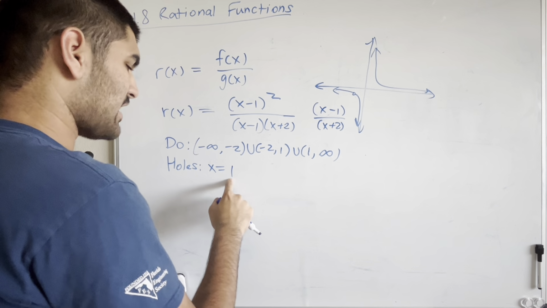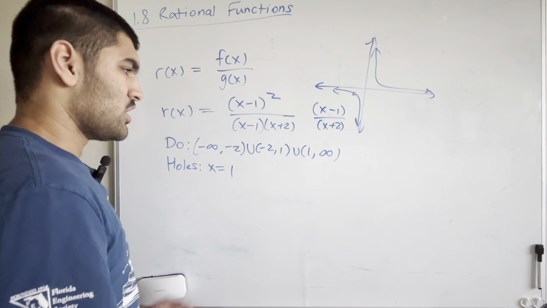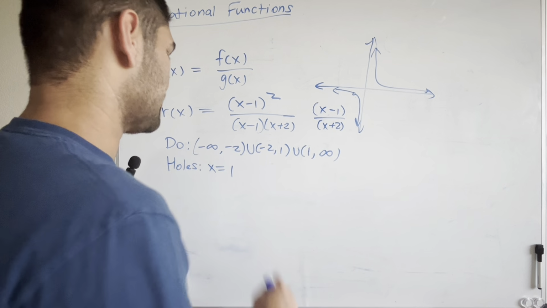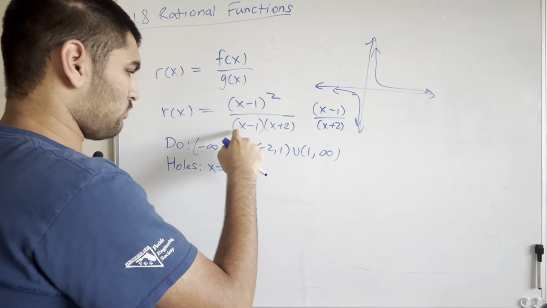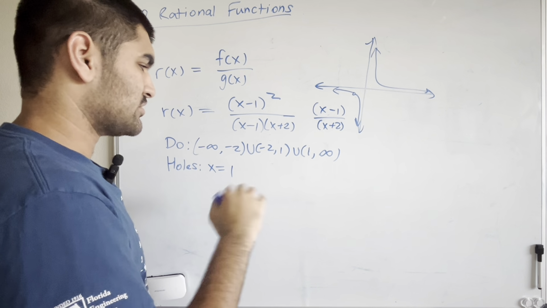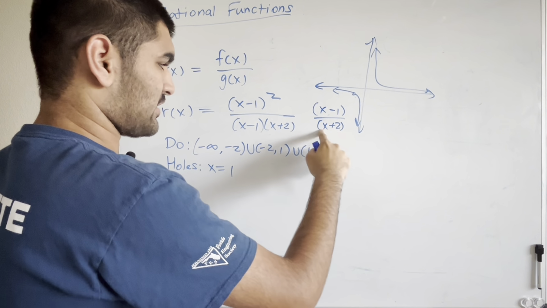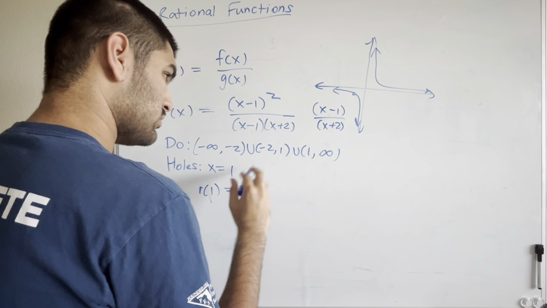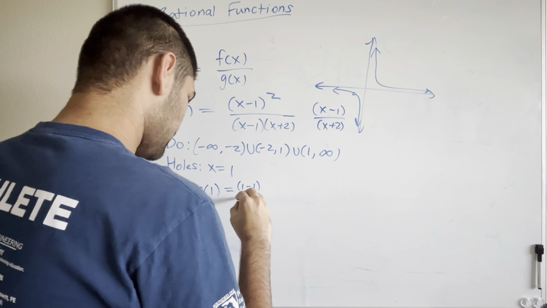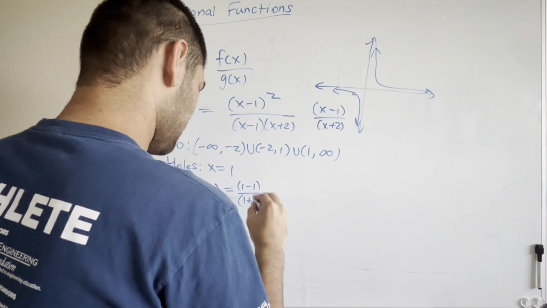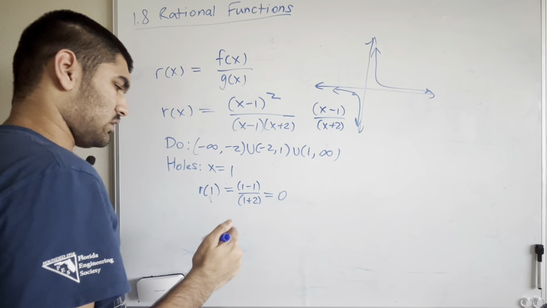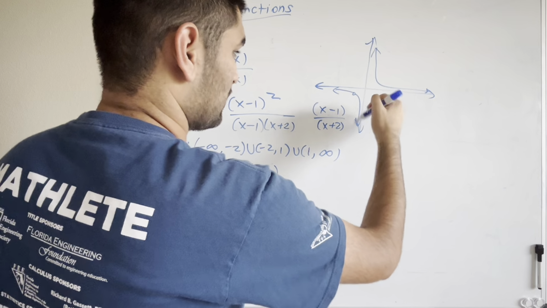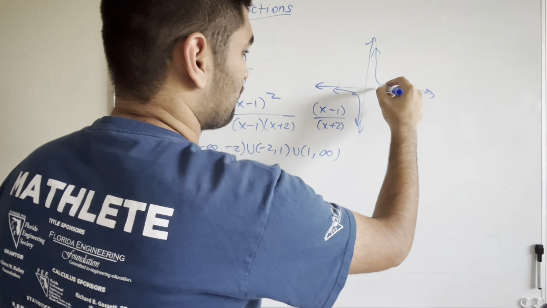To find the actual point, the ordered pair where the hole occurs, you have to substitute this x value back into the simplified expression. If you substitute it back into the original, you're going to get 1 minus 1 in the bottom, which is 0, and dividing by 0 is undefined. So you substitute into the simplified expression. You get r of 1 is equal to 1 minus 1 over 1 plus 2, which is 0. So the hole occurs at the point (1, 0). This obviously isn't the graph of this function, it's just an example, but it would occur somewhere right there.